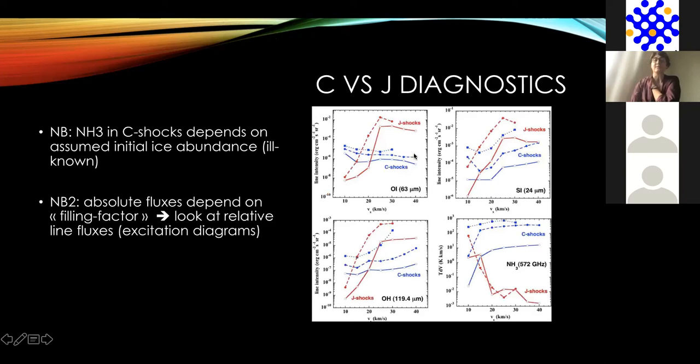Also, you can get C versus J diagnostics. This is an example of the line intensities in different lines for C and J shocks. You can see that some of them have huge differences, like oxygen one, of course, which is clearly a tracer of J shocks. OH is also much stronger in J shocks. NH3 is the opposite: it's destroyed in J shocks by atomic H. So you can see again that if you can combine several lines, several species, you can constrain the shock parameters very well.